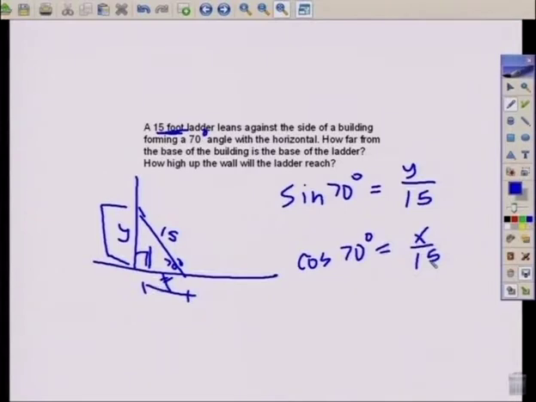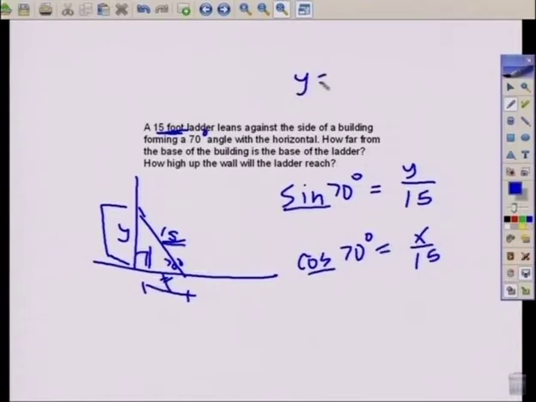First of all, draw yourself a picture. Figure out what sides you know something about and what sides you want to know something about. I knew the hypotenuse. I wanted to know both the opposite and the adjacent. So opposite with hypotenuse was sine. Adjacent with hypotenuse was cosine. So drawing a picture and thinking about what do I know and what do I want to know will help you in setting up these problems.